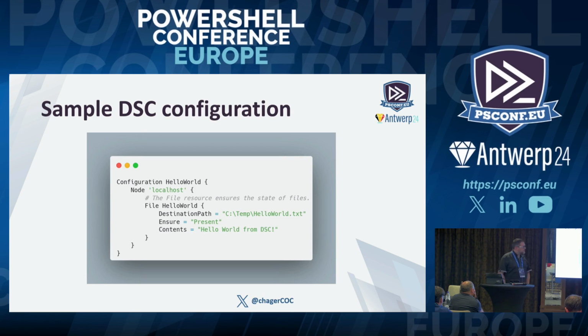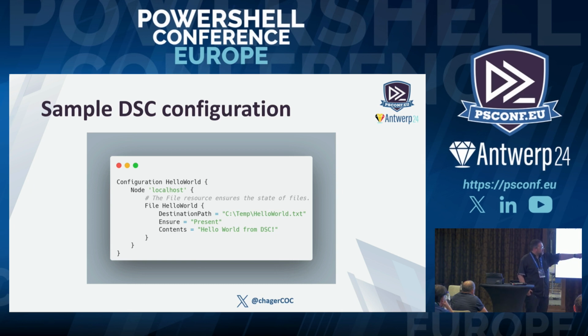So just a simple hello world for anyone who does not know DSC. It looks like a function design, but we have the configuration keyword. So in my example, I call my configuration HelloWorld. Then I have to say it runs on this node, for example, localhost. Then we use the File resource. We give the File resource a name called HelloWorld. And we have a destination path, ensure present, and the contents is 'hello world from DSC'.